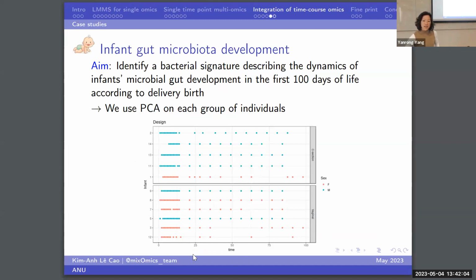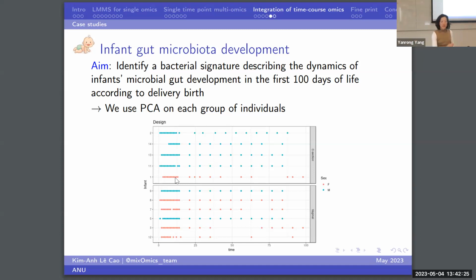You have time on the x-axis, and these dots represent the sampling that has happened across time. You can see there are only about 5 infants per delivery mode, and it's densely sampled in the first probably 10 to 20 days.